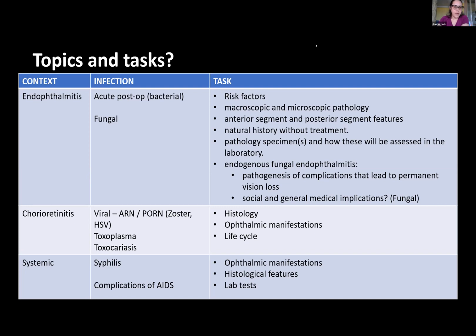So I found it easier to think about sort of endophthalmitis. That came up a fair amount, mainly with acute post-op in a sort of clinical caveat, so bacterial ones. Fungal was mentioned particularly as a sort of aside to that. Chorioretinitis mainly came up with viral ARN, PORN. Life cycles of toxoplasma, toxocariasis came up just a couple of times. That didn't seem to be a regular one. I could only find it once for systemic ophthalmic manifestations of syphilis and complications of AIDS.